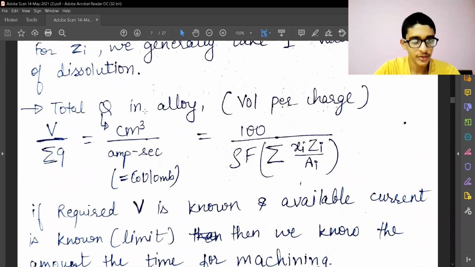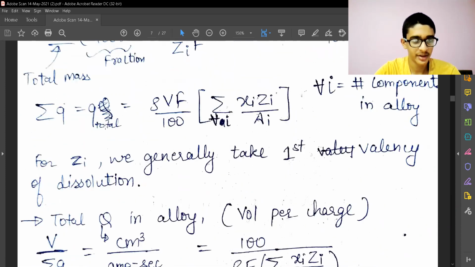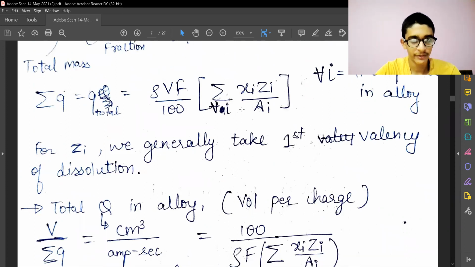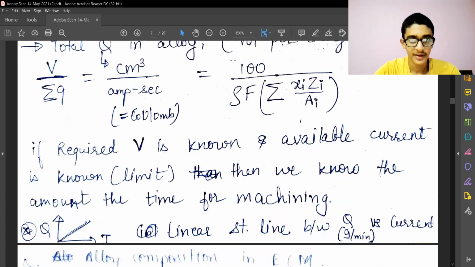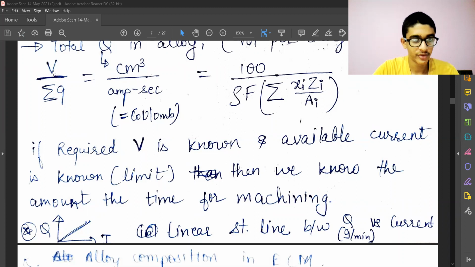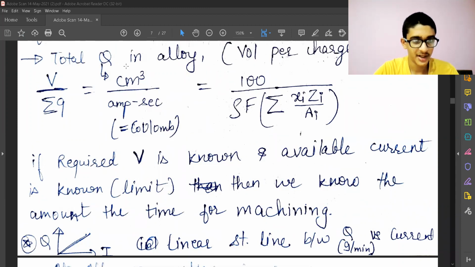And total charge Q, total volume removed in alloy, or volume per charge. So this is volume total or volume per charge, where charge is in coulombs. I have just divided by V and made a change in this. So V by Q will be 100 upon rho F upon this. I just made that change and got the total charge in alloy.